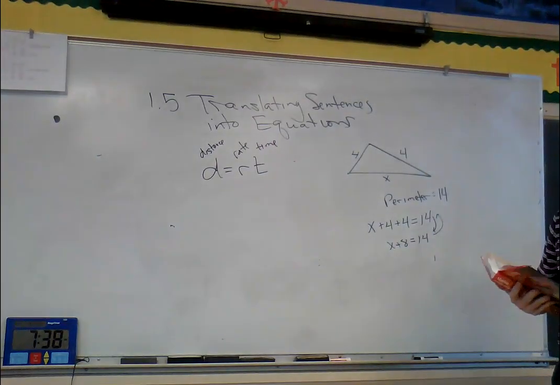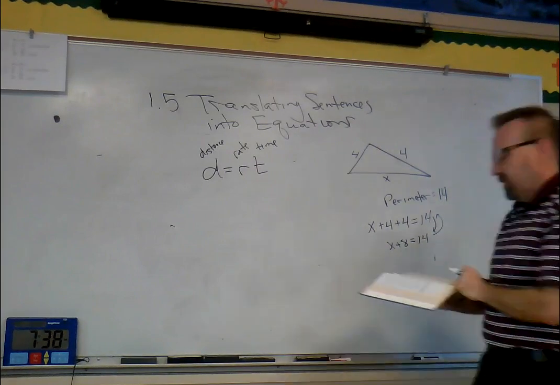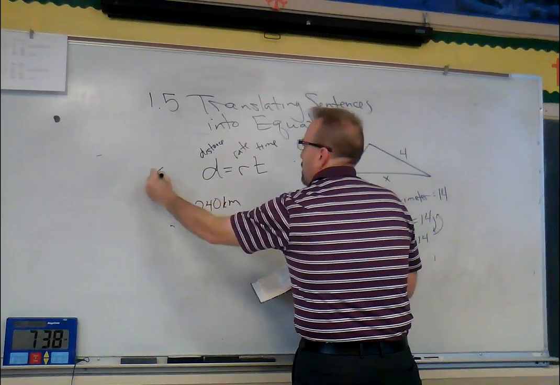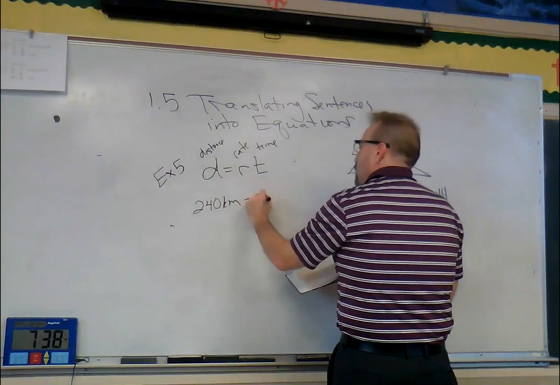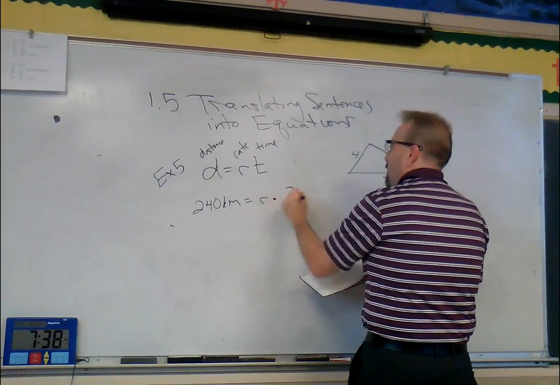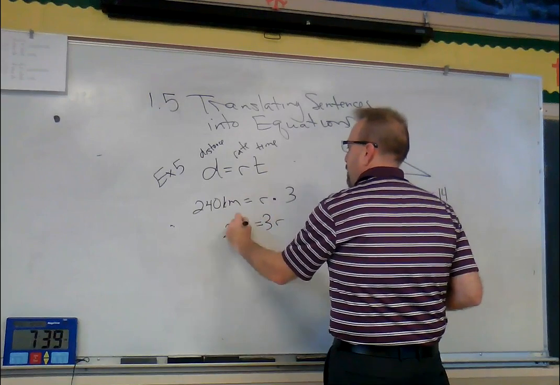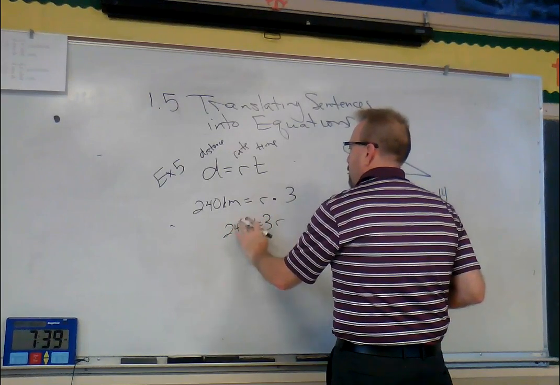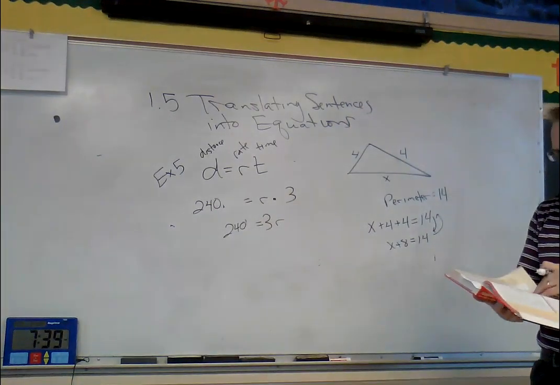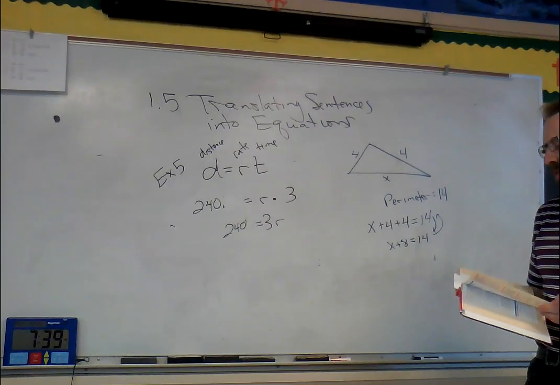What is our distance? How far did they drive? 240 kilometers. This is example 5. The rate is what we're trying to find, and then they drove for how long? 3 hours. And so if we simplify, we could have 3R. We don't need our units in there anymore. So that's our setting up again. It's not solving, we are only setting up today. All right.